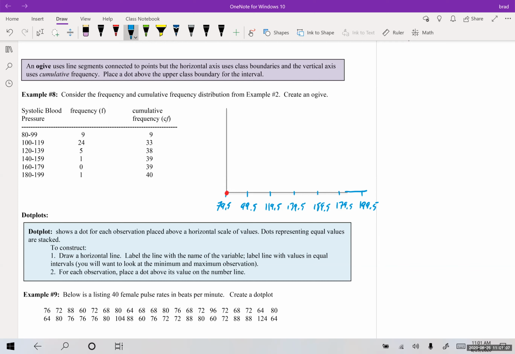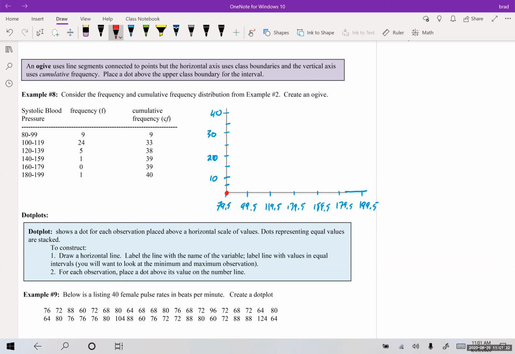Right, oops, let me do the heights. Let's do 10, 20, 30, 40, 50. No, we only need to go up to 40. So 10, 20, 30, 40. So this will be 10, 20, 30, 40, and then this will be 5. Okay, so let's do the red.